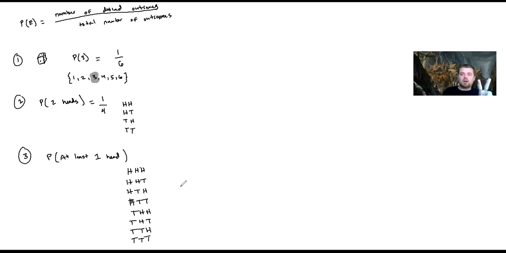So because there are 2 outcomes, I'm multiplying the total number of events by each time. So each coin is 2 flips, so 2 times 2 times 2, I should have 8 total outcomes. Now here the probability is asking for at least 1 head.